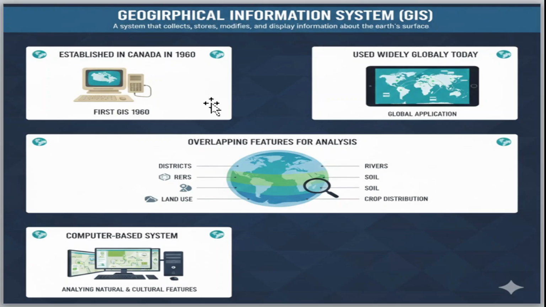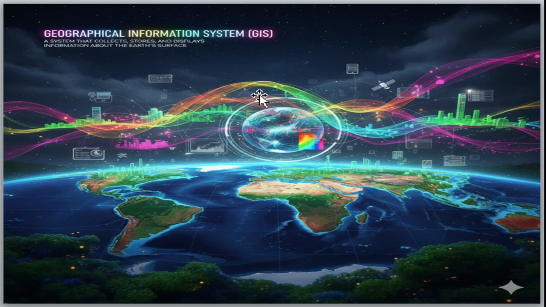Next, it is going to help us with overlapping features like districts, land uses, rivers, soil, along with crop distribution. It is going to provide the information about that. Along with that, it is a computer-based system. Through it you can analyze any natural and cultural features also. Here it is, how the Geographical Information System works exactly.